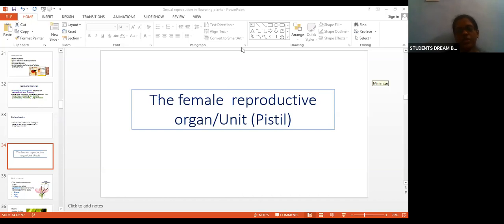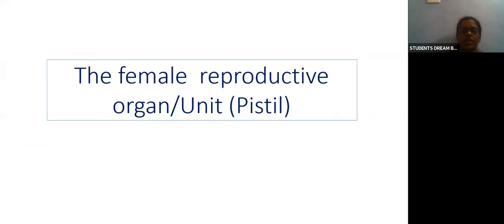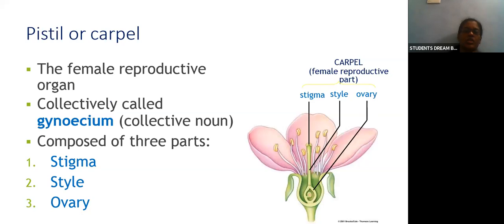Okay, so we'll move on to the next part. So we saw about the male reproductive organ. Now we'll see about the female reproductive organ, which is the pistil, or the carpel. So this is the female reproductive organ.